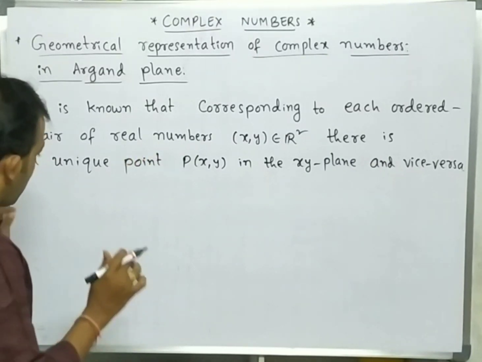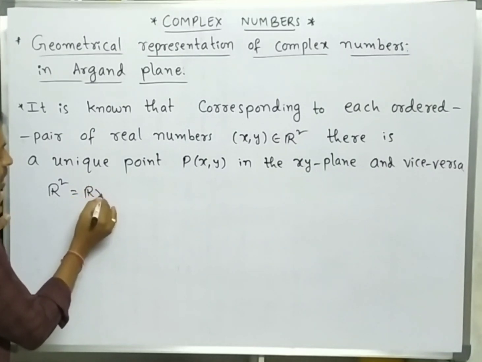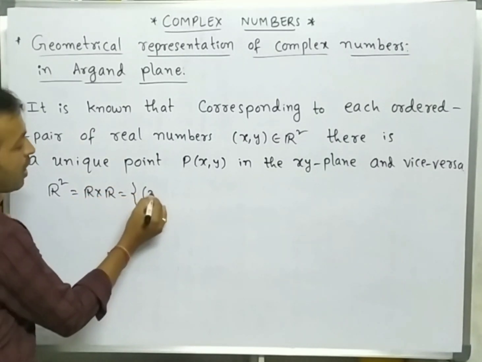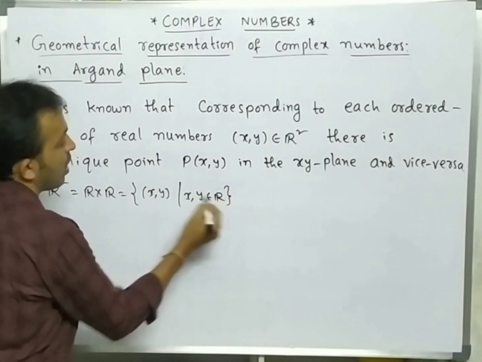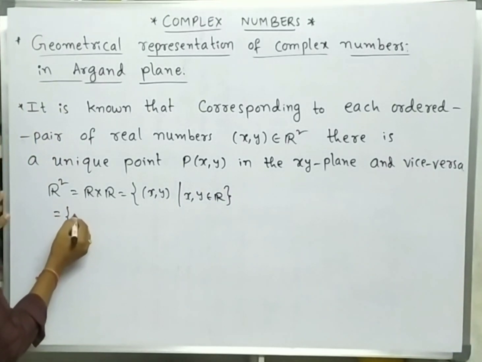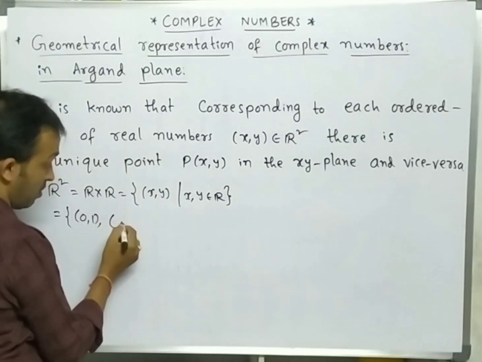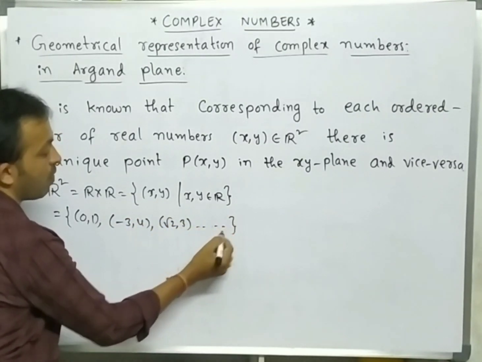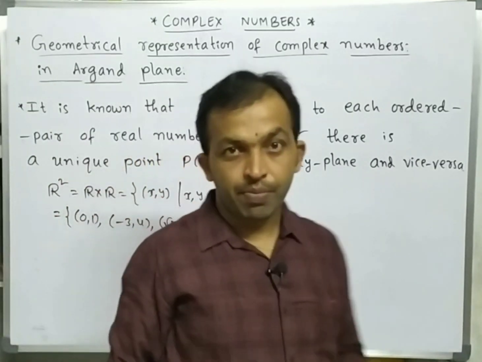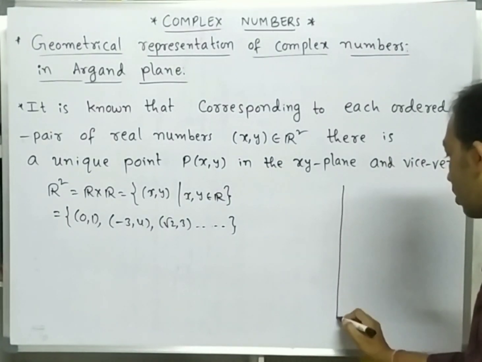Okay, so that is the reverse statement. R square is nothing but R cross R. It is the set of ordered pairs (x, y) such that x, y belong to the real numbers. In this set, if x is equal to 0 and y is equal to 1, we get (0, 1); next (-3, 4), (root 2, 3), and like that we have infinitely many points, right? So any ordered pairs.